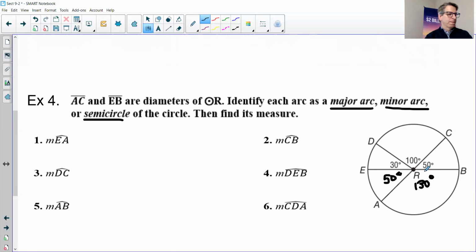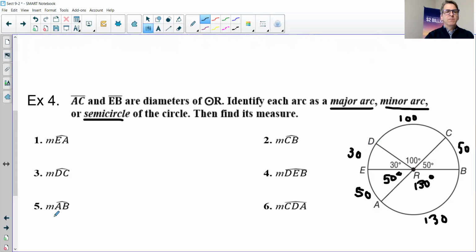Okay. So as you go around the horn, you can kind of tell this is going to be 130 here. This is going to be 50 on the outside here, this arc. This will be 100. This will be 30. And this will be 50.